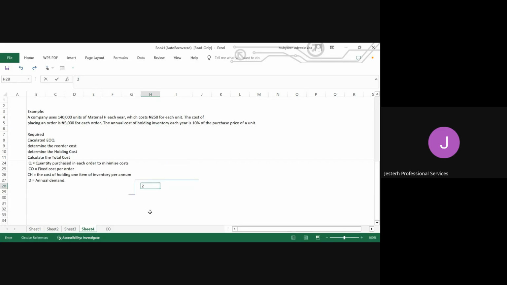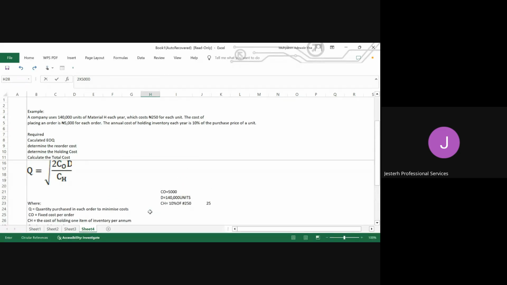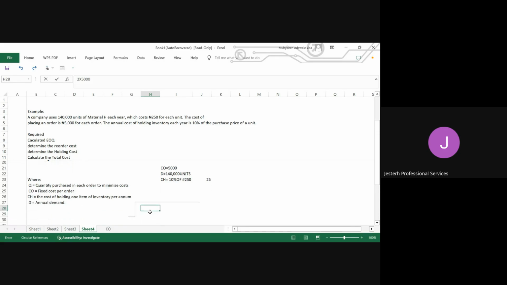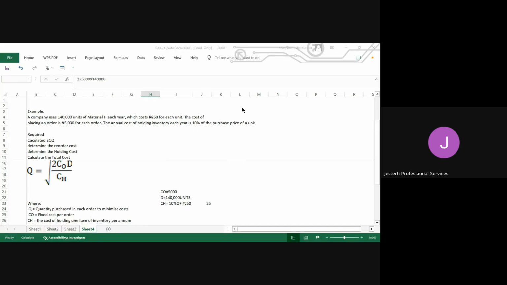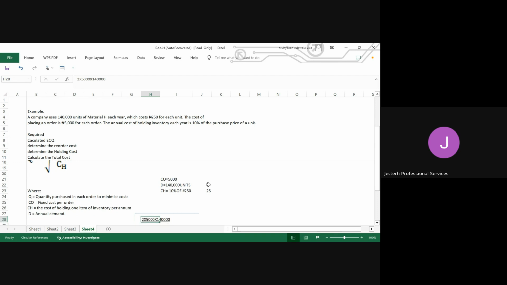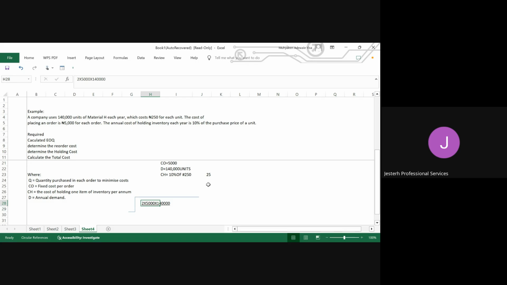Now you will say multiply. Let me just put this X as multiplication. Multiply by 5,000. Then what is the next? The next is our annual demand, which is our D. Our annual demand is 140,000. Now divided by HC. What is our HC? Our HC here is 25 naira.